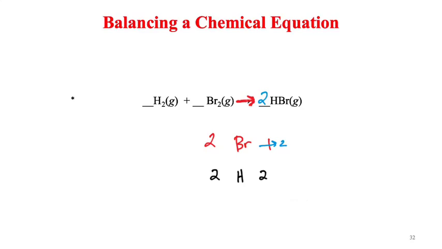What do we do now? How many bromines do I have on the left? Two. Bromines on the right. Hydrogens on the left. Hydrogens on the right. Two. What do I do now? Check again. Yeah. Hydrogens on the right. Two, two, yeah.